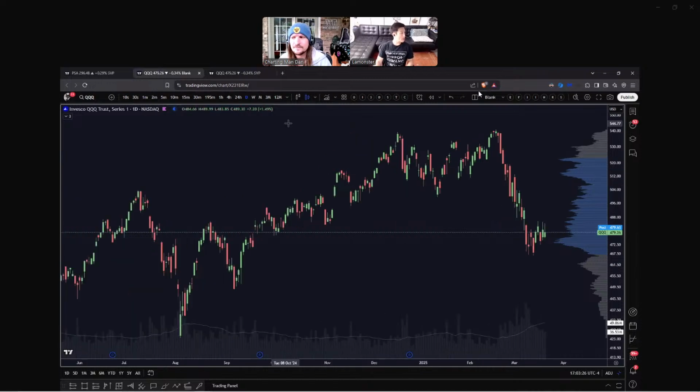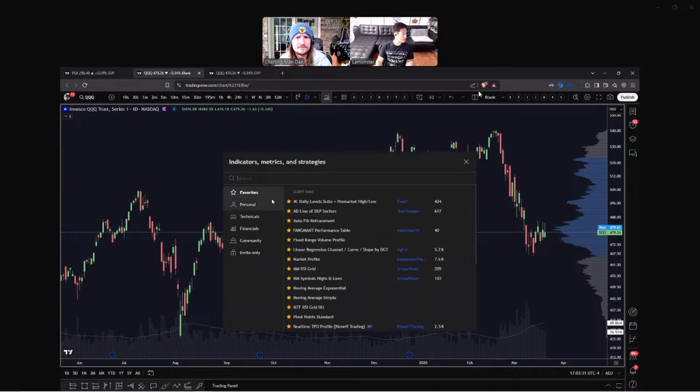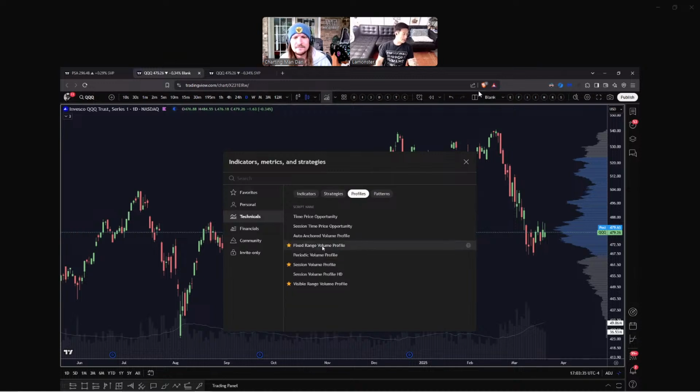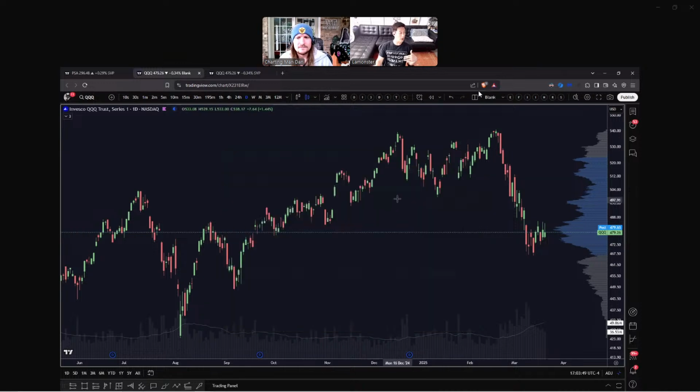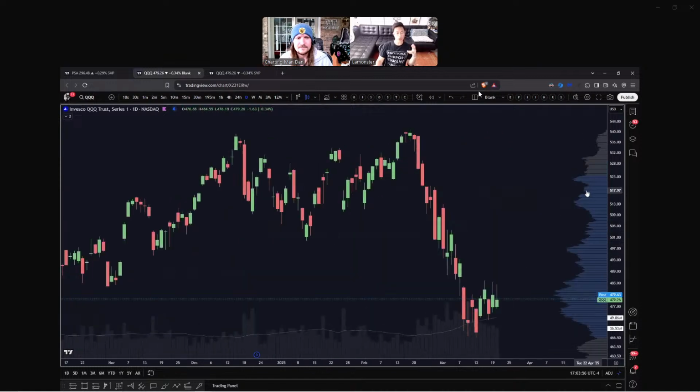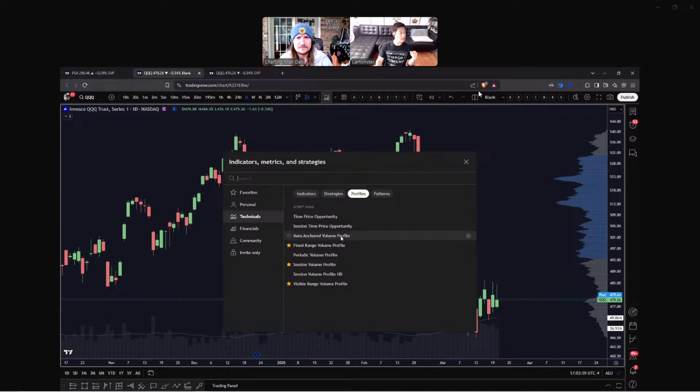Sure. Okay, so the indicators in TradingView, I assume most folks use TradingView. You just pop into the indicators menu, go to the technicals, go to the profiles, and then here they are. This fellow over here on the side is the visible range volume profile. It's going to show you all of the volume distribution for whatever candle is currently visible on the chart. So if you zoom in, it's going to change. So again, it's really a quick glance tool.